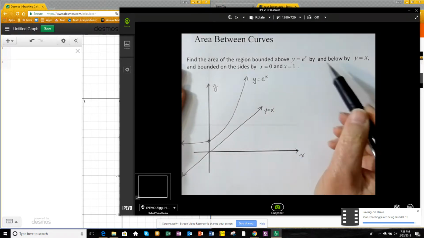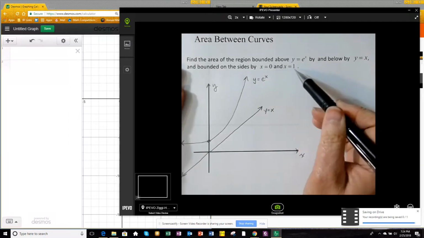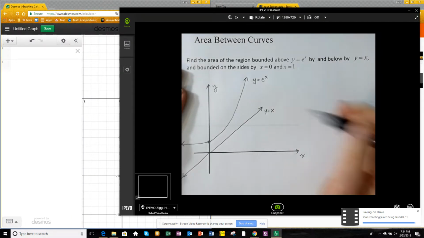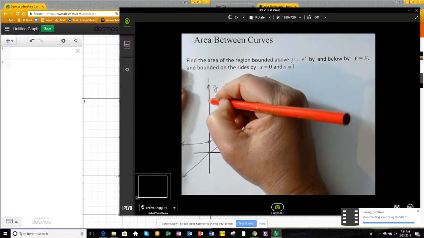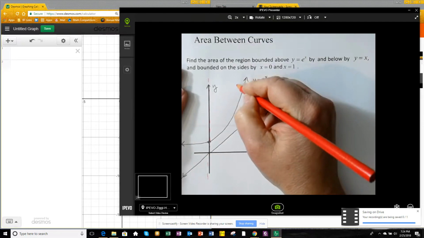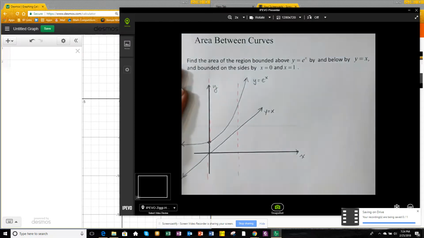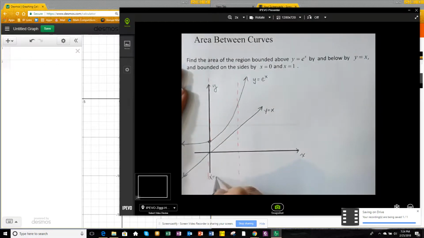And then they give us two bounded-bys, x equals and x equals. So they're values of x, so they are vertical lines. We're going to be bounded by two lines here, and I'm spreading this out just so that we can see it. So the vertical lines are going to be x equals 0 and x equals 1.